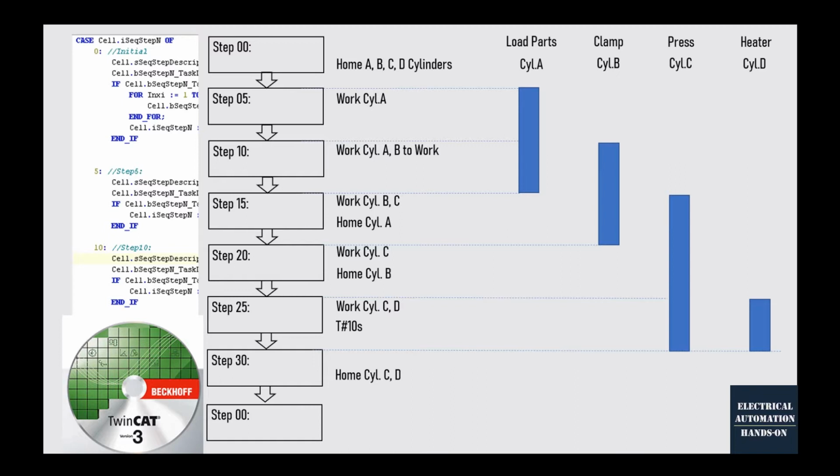In the TwinCAT3 Beckhoff system, the common programming language is structured text. The most common way to implement sequence control is to use this CASE instruction, as shown on the screen. Another common way to implement sequence control is using ladder logic. I will use another video, with the Siemens TIA Portal and the 1200 controller as the base, to show how we can use ladder logic to implement sequence control.